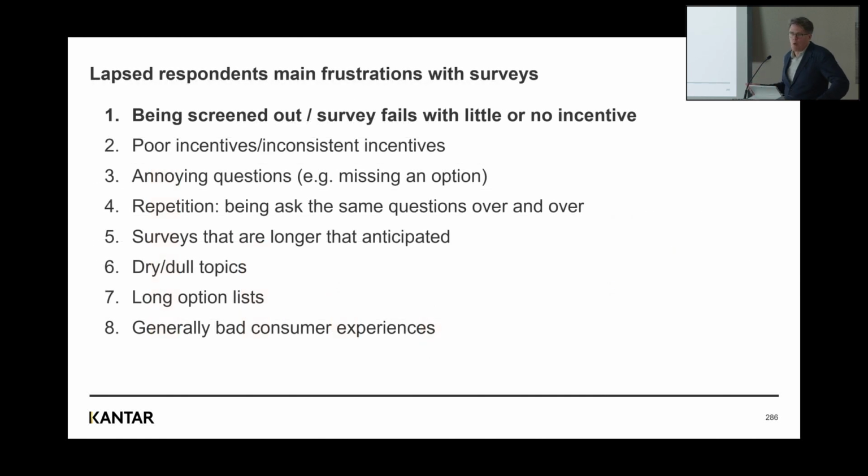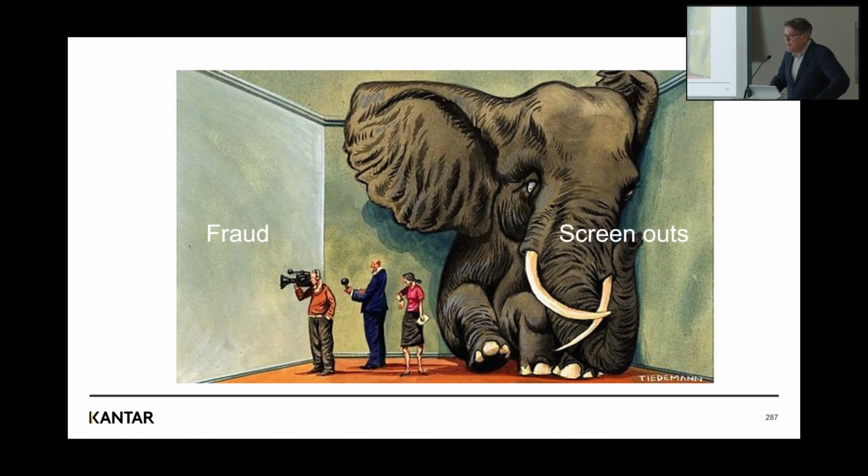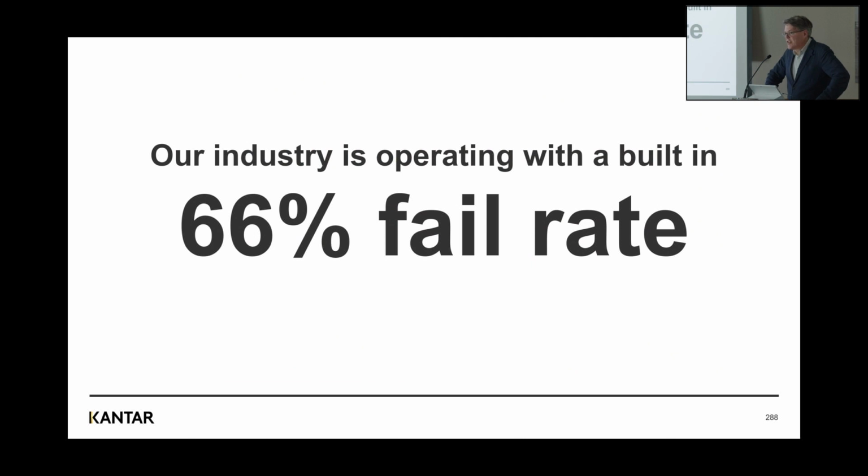When we ask people why they gave up, their main frustration is being screened out and survey fails. That is the number one issue they complain about. They grumble about bad incentives, annoying questions and repetition, all the other things. Long surveys are actually a bit further down the list. But the elephant in the room for our industry is not fraud, but screen-out and failure processes, protocols. Our industry is operating on a 66% failure rate.